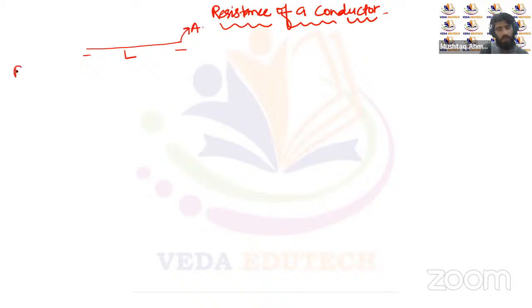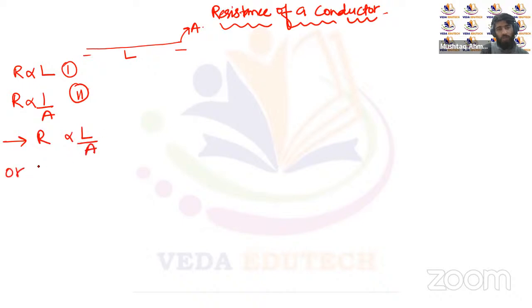It means that the resistance of this conductor will be directly proportional to the length of this conductor, and inversely proportional to the area of cross section of this conductor. Let me call this first and this second. We can write it as R is directly proportional to L over A, or replacing proportionality with a constant, which we call rho, R equals rho L upon A.